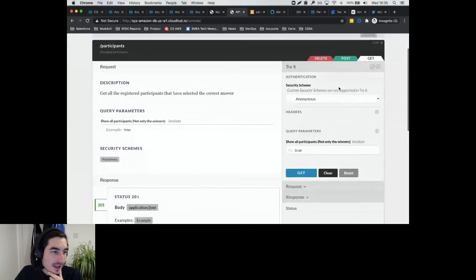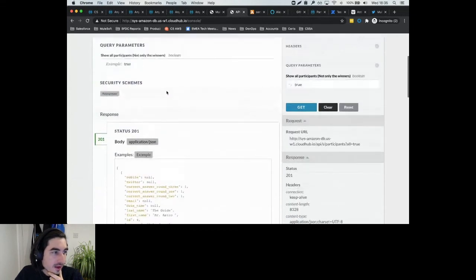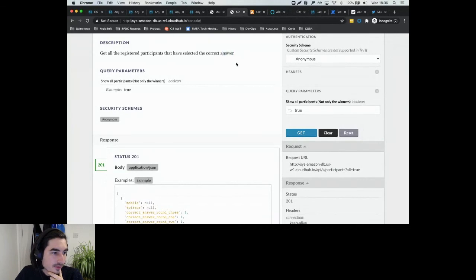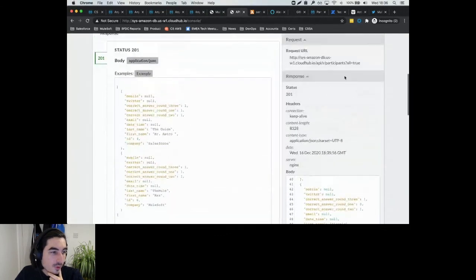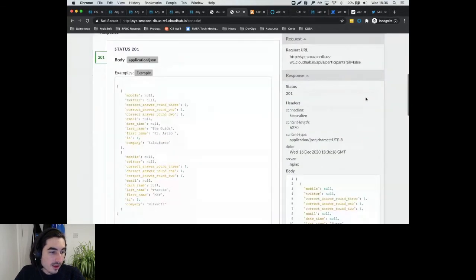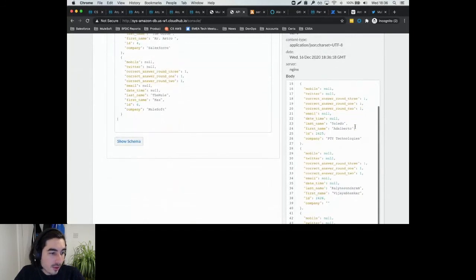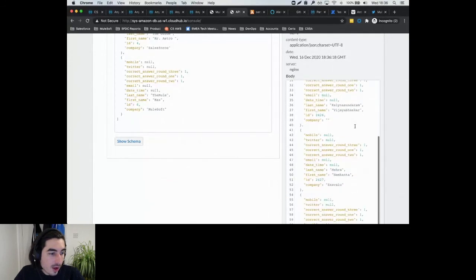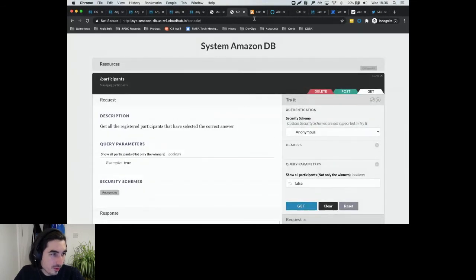smoothly. Now I can have this get that will get all the registered participants that have selected the correct answers. So show all participants, not only the winners. In this case, if I leave true, I will show all the participants that registered from the session. But you can also put false, so it shows only the winners. This will be only the people that could have been a winner. So we have David, we have Adalberto, we do have Hemcanta, and so forth. And this is, again, by default. It's out of the box when you create these APIs.